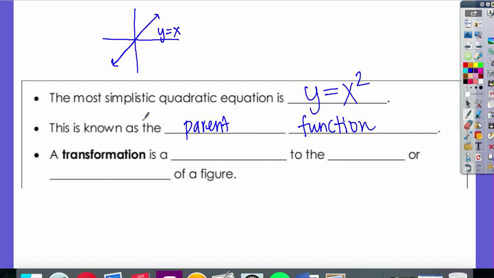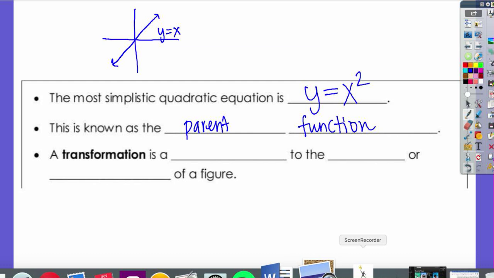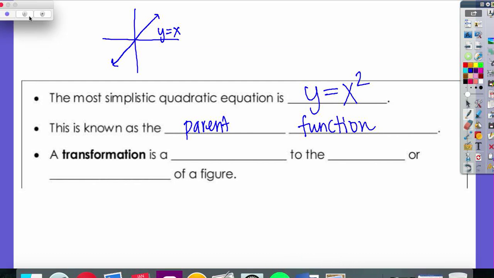Okay, a transformation is a blank to the blank or blank of a figure. So a transformation is a change to the size or position of a figure. So we're going to look at how these parabolas are changed either by stretching or growing. We call them stretches or compressions, and then the position if it slides around at all.